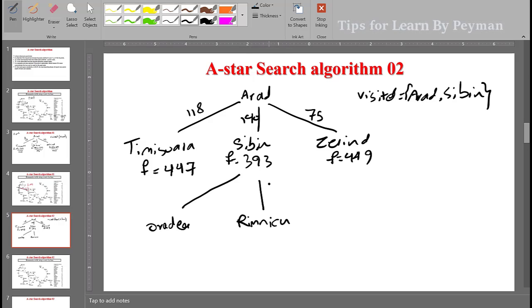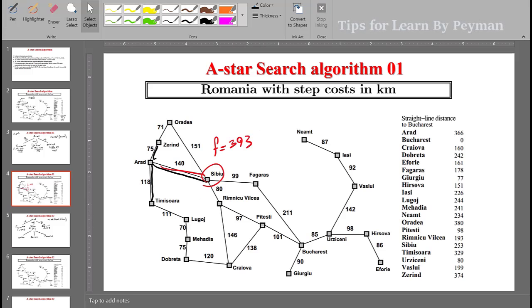I just write the abbreviation as Rimniju. And here we have the Faragras here. And if we look at the value, we should look at the G and H values of them. Okay, we have the 80 here, 99, and 151 here. And we should look at the Rimniju value. So let me circle this.